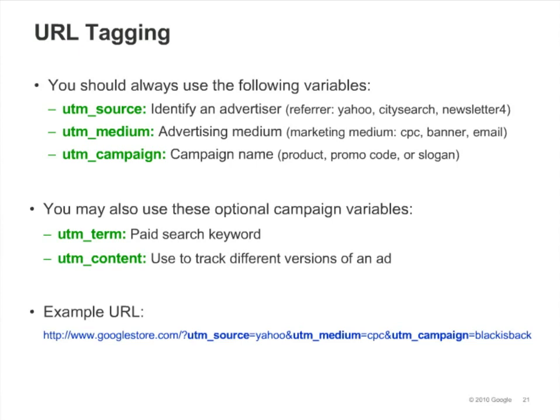If you're tagging paid CPC campaigns, you should also use UTM term to specify the keyword. And you can differentiate versions of a link. For example, if you have 2 call to action links within the same email message, you can use UTM content to differentiate them so that you can tell which version is most effective.